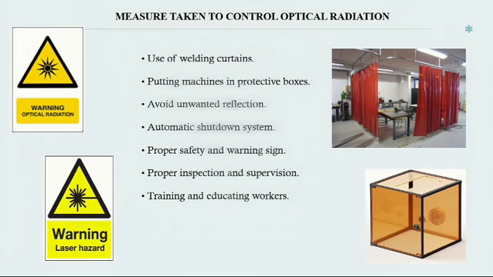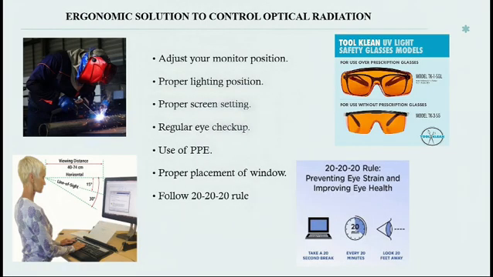Proper safety and warning signs need to be used to inform individuals to stay away from the area to prevent any kind of accident. Proper training needs to be given to workers on how to use machines properly. Workers need to be properly educated about the safety procedures related to optical radiation. Proper inspection needs to be done to check that the safety systems or the machines are working properly and are in good condition. Lastly, let's talk about the ergonomic solutions that can be taken to prevent optical radiation.